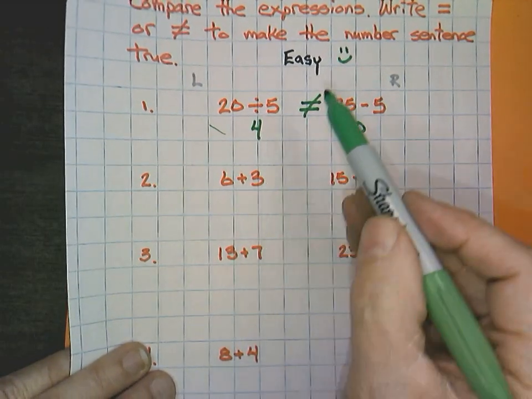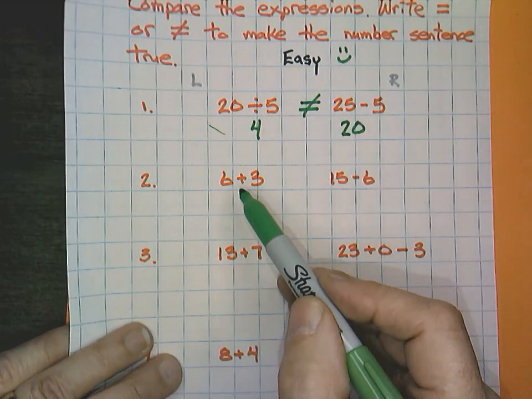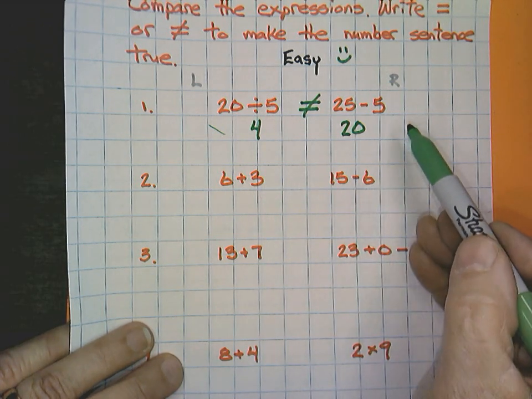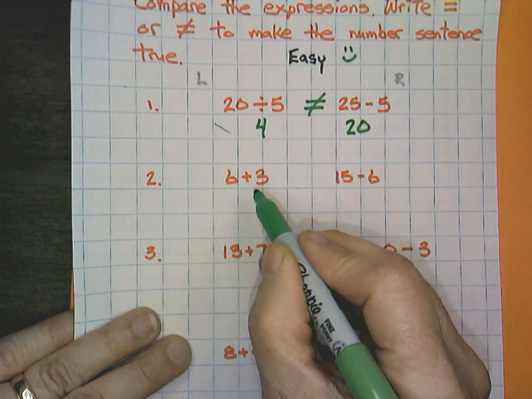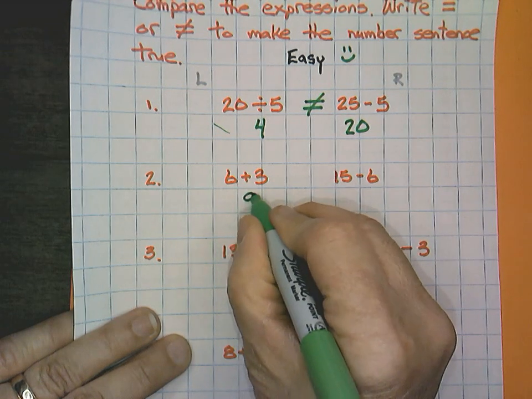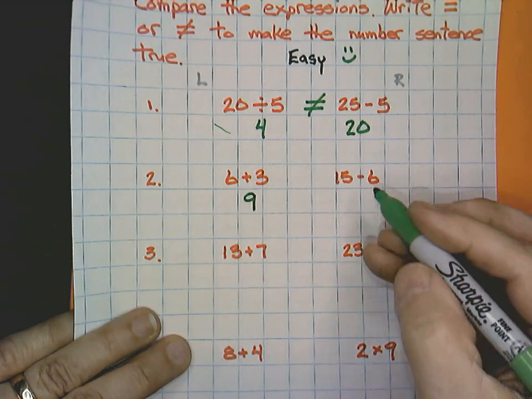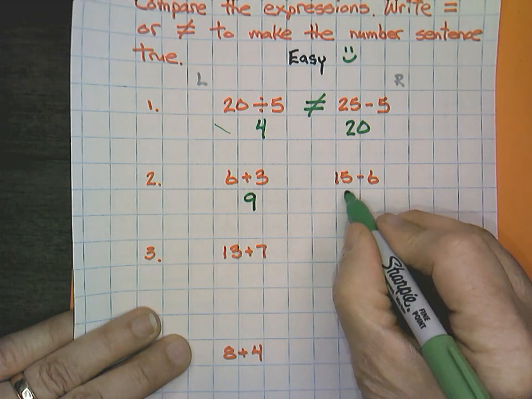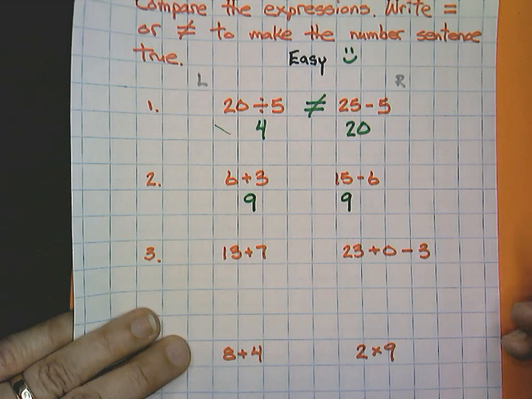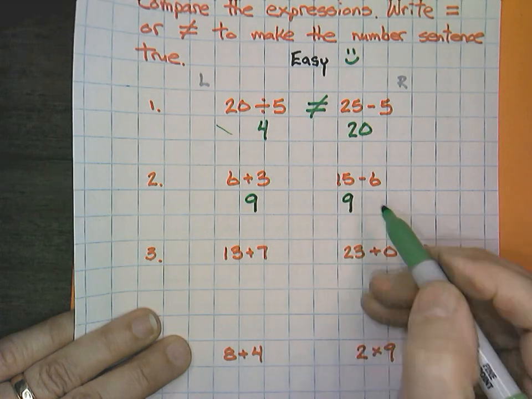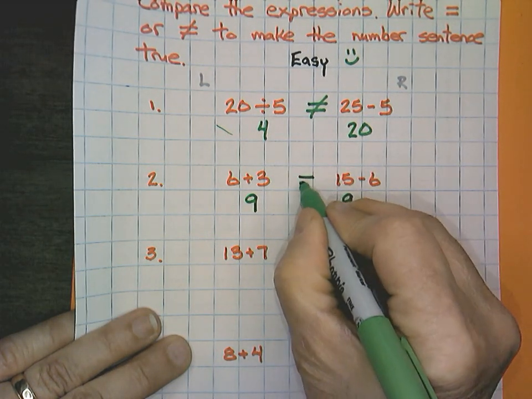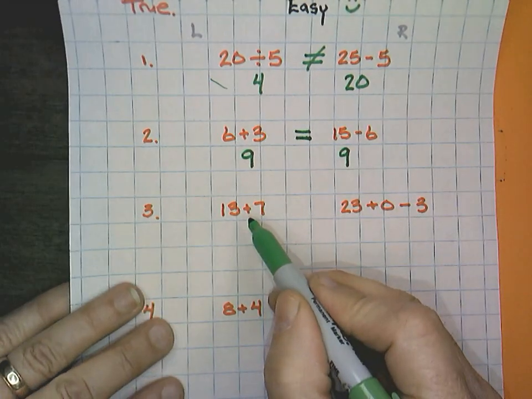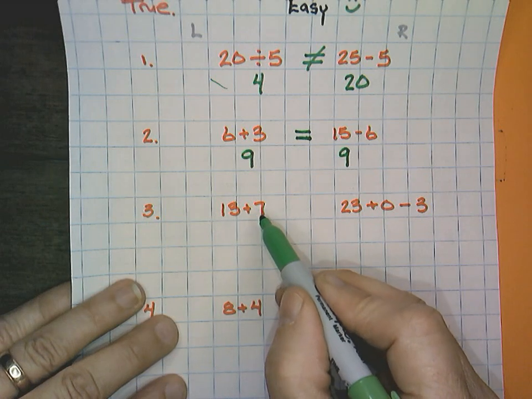Our second example in the easy category, 6 plus 3 on the left, and we're comparing it to 15 minus 6 on the right side. 6 plus 3 would be 9. 15 minus 6 is also 9. Notice the left and the right are equal. So in this case, we would put the equal symbol. Example 3, on the left, 13 plus 7.